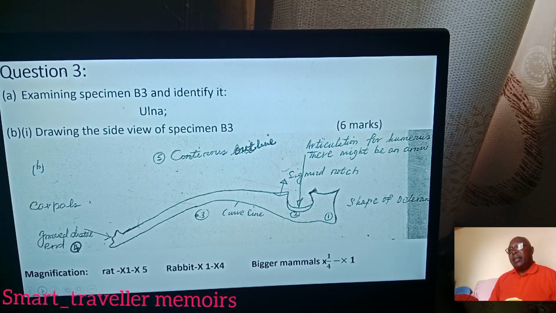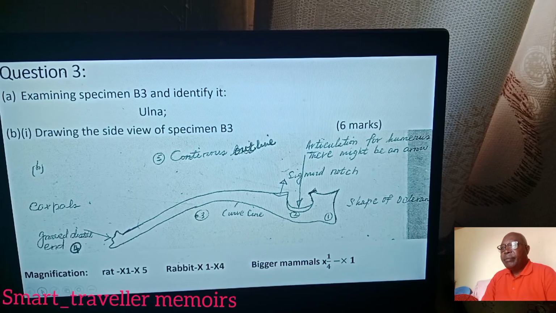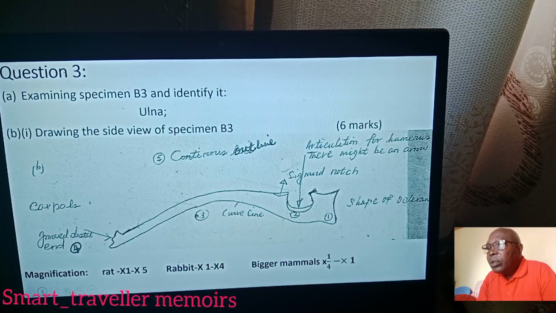Guys, finally, let's go to question 3. A, examining specimen B3 and identifying it. Identify it as ulna. Part B, Roman 1, drawing the side view of specimen B3, where you are getting 6 marks. So we have the marks distributed.